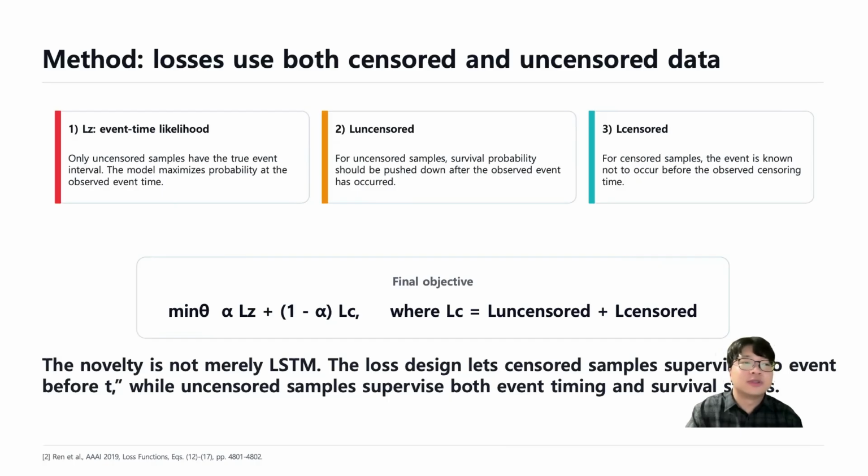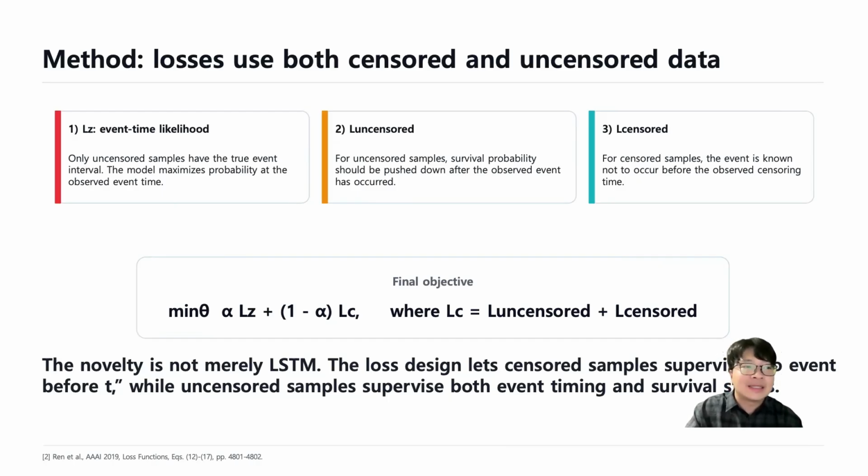Third, L-censored uses censored samples. For censored data, the true event time is unknown. However, we know that the event did not occur before the censoring time, so the model should assign high survival probability up to that observed time. The final objective is this, where L is L-uncensored plus L-censored.